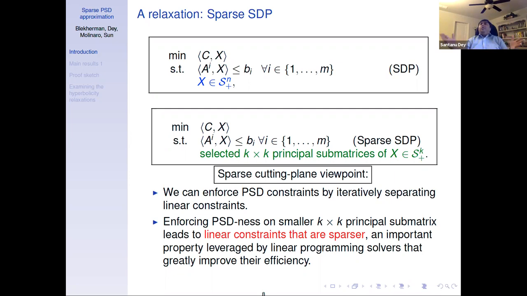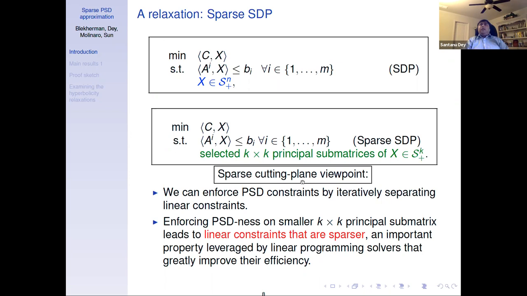And so when you add this linear inequality to this linear program, you add a very dense inequality. Linear programming solvers are extremely good, extremely robust, but they prefer if your data is sparse. So if I only enforce these K by K principal submatrices, and I try to separate cuts from only these K by K submatrices, the linear inequalities that I would add would be very sparse, and that can help in computations.